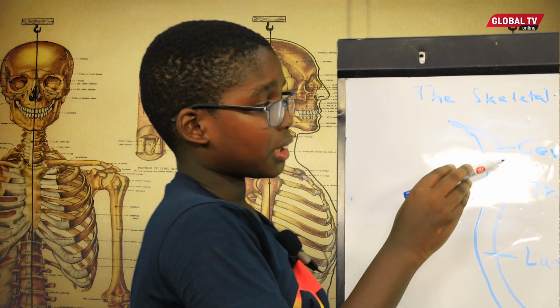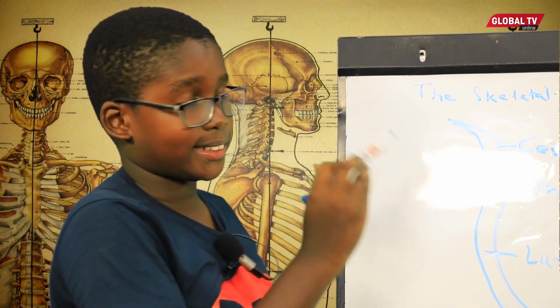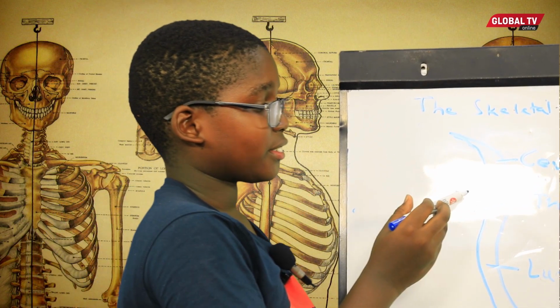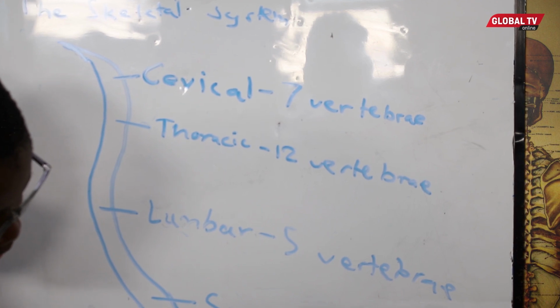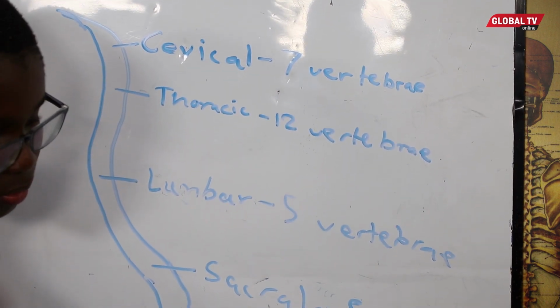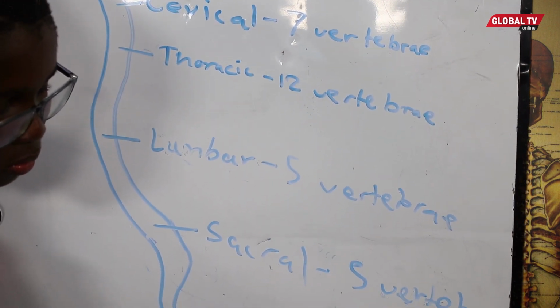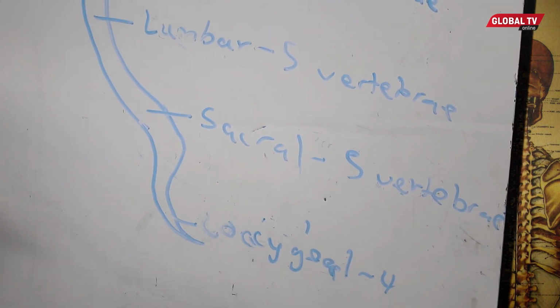The cervical region consists of 7 vertebrae. The thoracic region consists of 12 vertebrae. The lumbar region consists of 5 vertebrae. The sacral region also consists of 5 vertebrae, and the coccygeal region. Now let's go to the third part of this lesson.